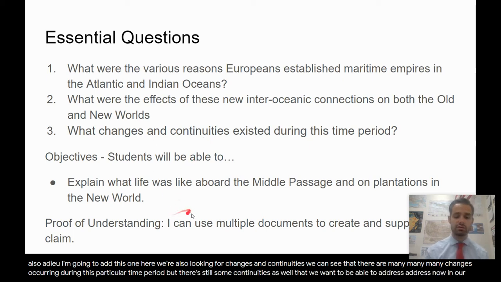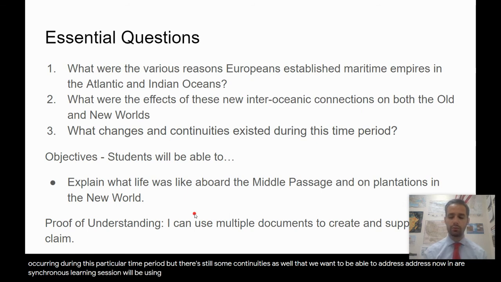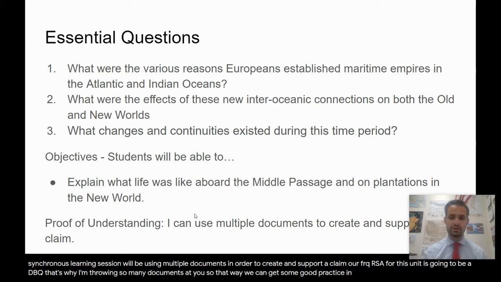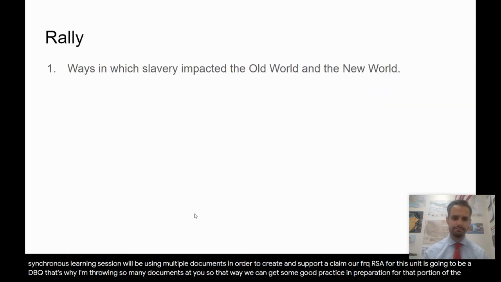Now, in our synchronous learning session, we'll be using multiple documents in order to create and support a claim. Our FRQ, our essay for this unit, is going to be a DBQ. That's why I'm throwing so many documents at you, so that we can get some good practice in preparation for that portion of the exam.